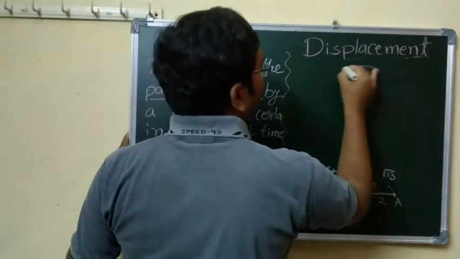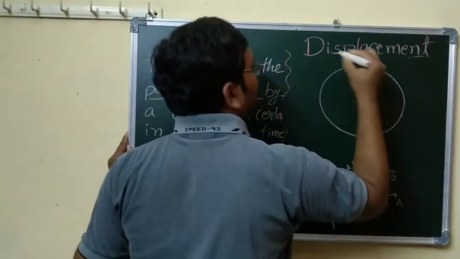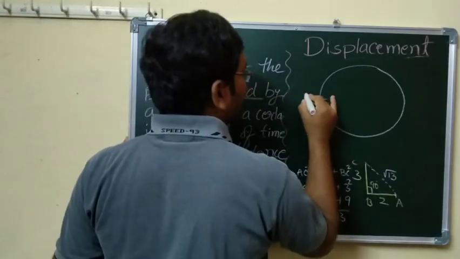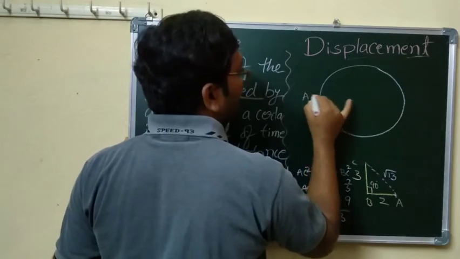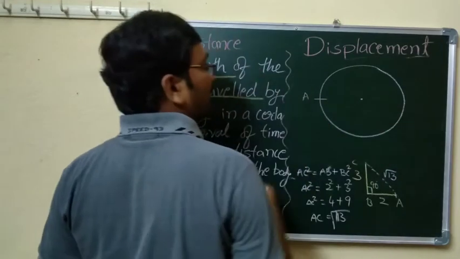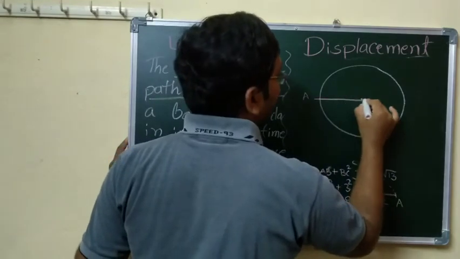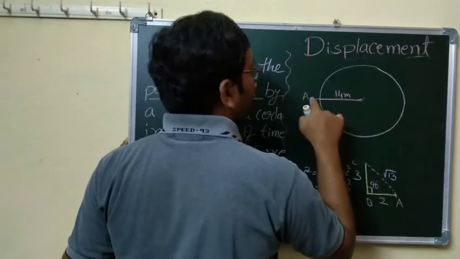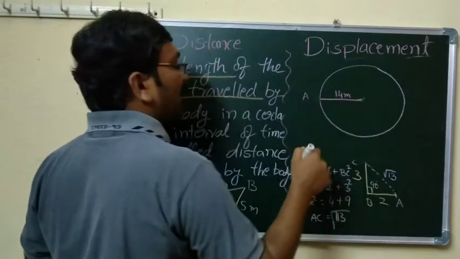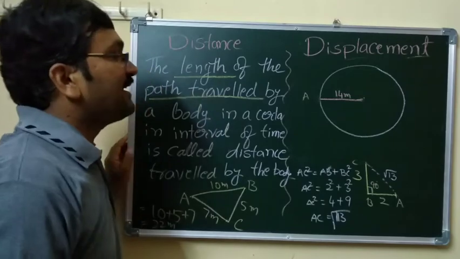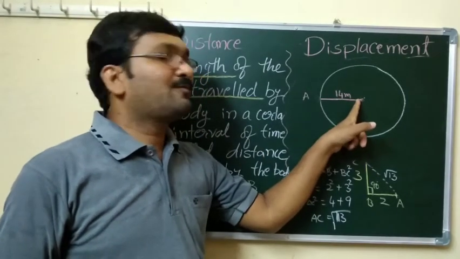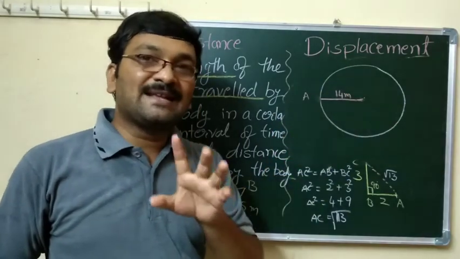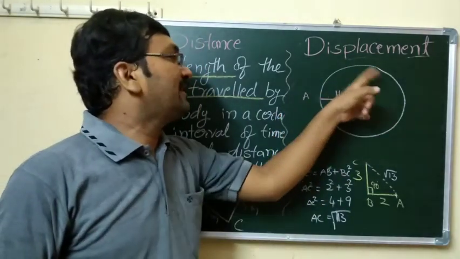I'll take one circle. A person started from here, A. Its radius is 40 meters. I think you already know the radius. Radius means the distance from the center point to any point on the circle. All the radii are equal.